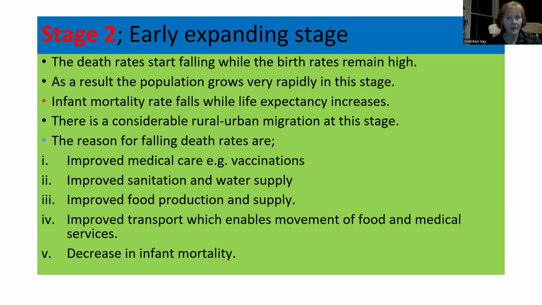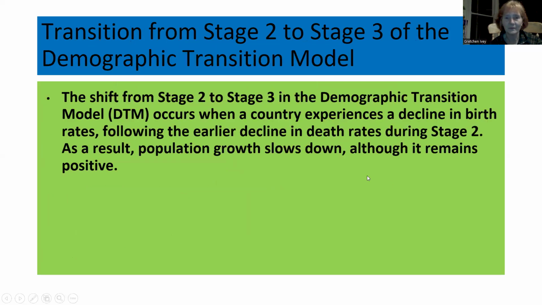The reasons for falling death rates are improved medical care and vaccinations, improved sanitation and water supply, improved food production and supply, improved transport, which enables movement of food and medical services, and a decrease in infant mortality. Okay, so that's stage 2.